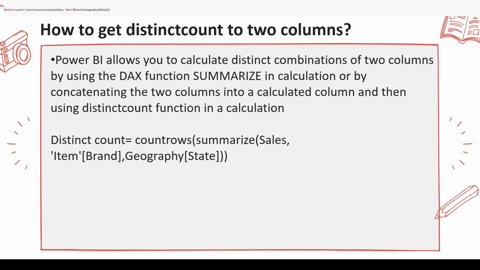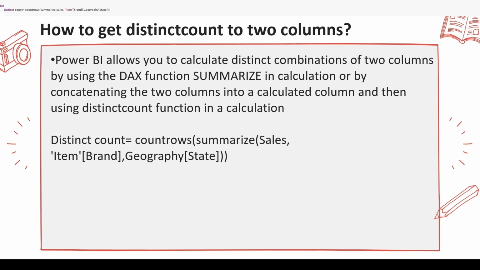If they are both from, let's say, the geography table, instead of taking the sales or the central fact table, you could have taken the geography table. But in this case, I'm taking the central fact table. In the table expression and in the group by sections, I am taking item brand and geography state. And I'm using SUMMARIZE, which is going to give me distinct values of item brand and geography state. And then I'm counting that to get the overall distinct count. Here I'm using COUNTROWS and SUMMARIZE to get my distinct count.